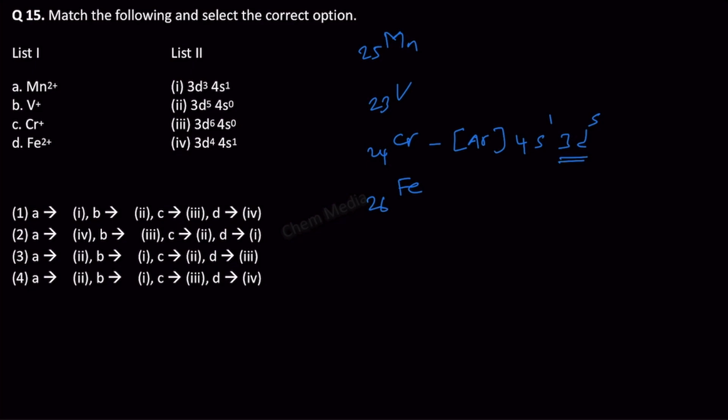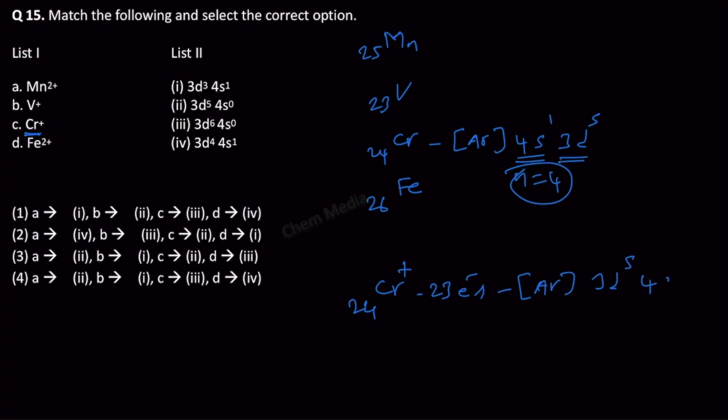Now, when we remove one electron, so when it is chromium plus, we are removing one electron. So therefore, now we have 23 electrons in total. Therefore, the electronic configuration would be argon and then 3d5, because here the principal quantum number is 4. This is the outer shell. Therefore, we need to remove electrons from here. So for chromium plus, it would be 3d5 4s0. That is given in option 2. So therefore, C should match with 2, isn't it?